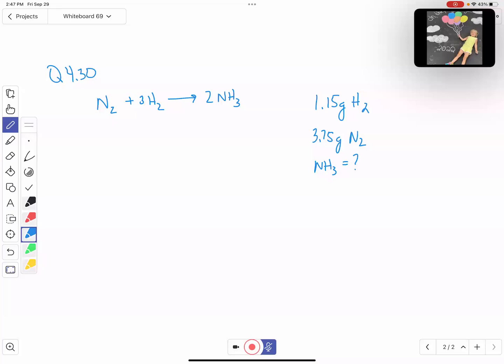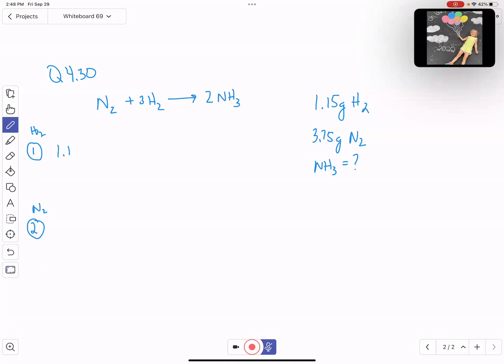So the kind of the tricky part with this is the one we did in class, the questions we did in class, we started with moles. Here, they moved us a step back. They're starting us with grams. So we have to find moles first before we can find the moles of product that we're going to make in this reaction. So we're going to kind of do the same steps with both the nitrogen and the hydrogen.